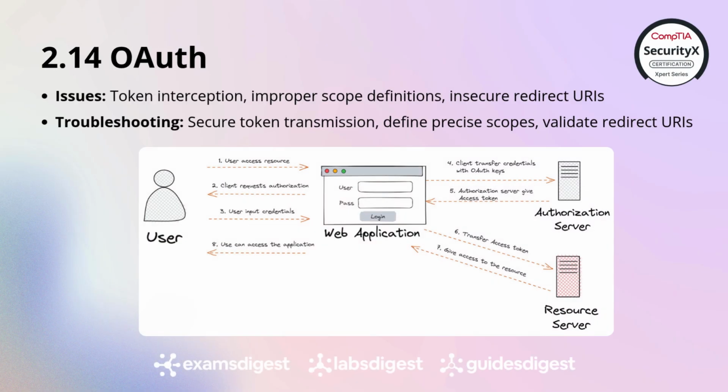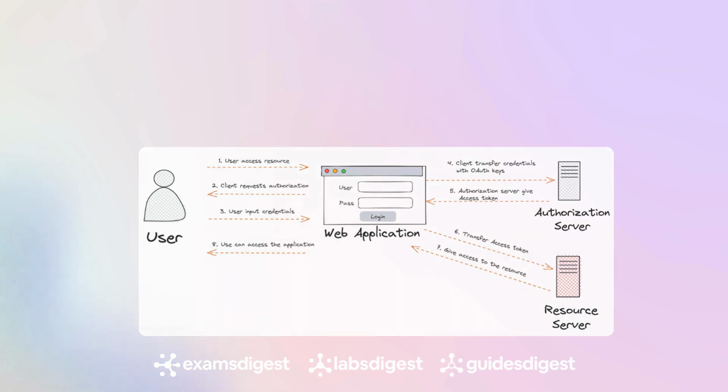Open authorization. Open authorization is an open standard for access delegation, commonly used to grant websites or applications limited access to user accounts without exposing passwords. Issues with open authorization include token interception, improper scope definitions, and insecure redirect URIs.